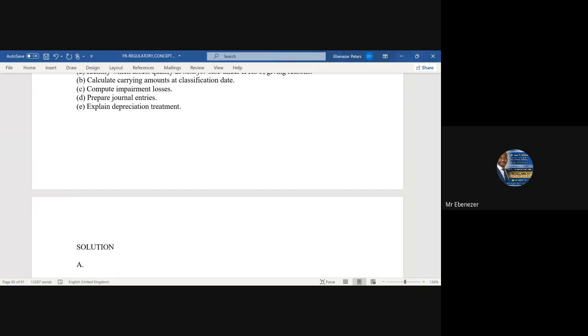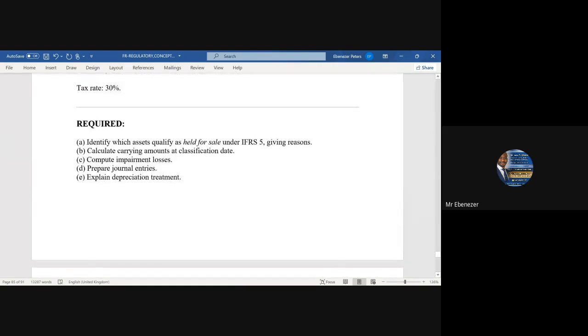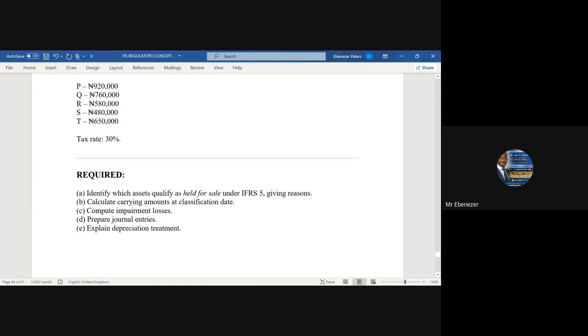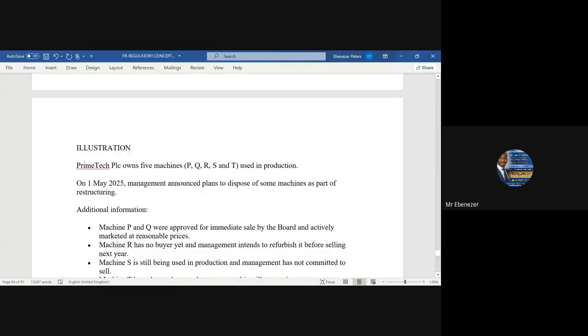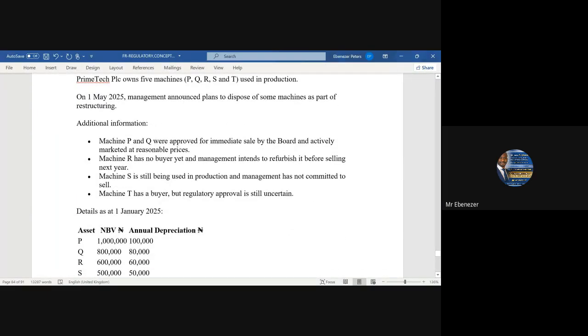So, which of the assets qualifies as held for sale? Let's go back. P and Q approved for immediate sale. Give me reasons.